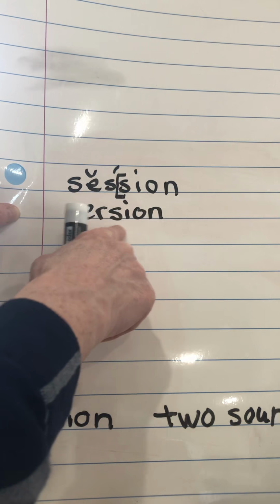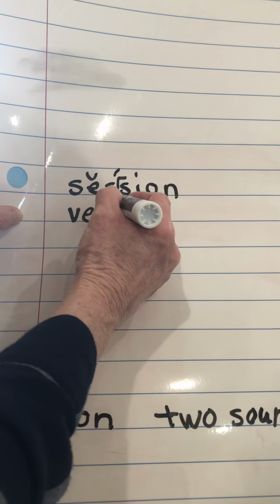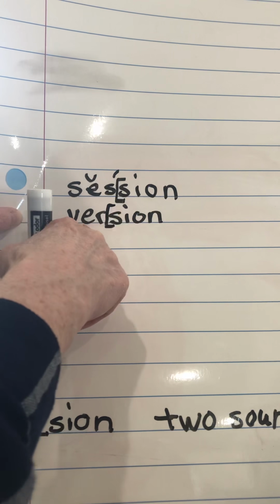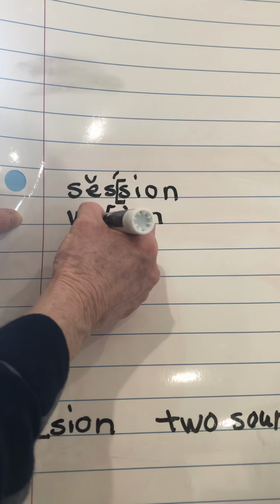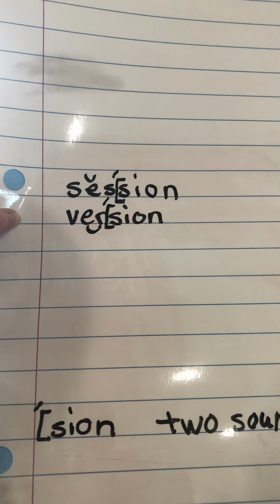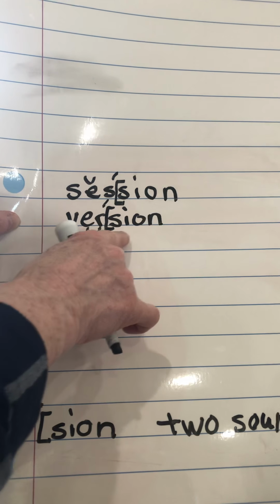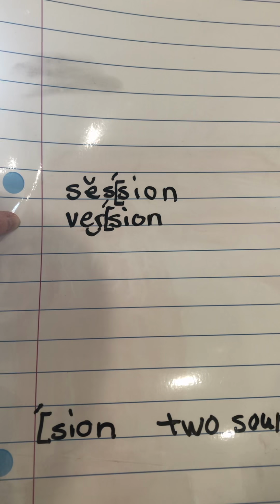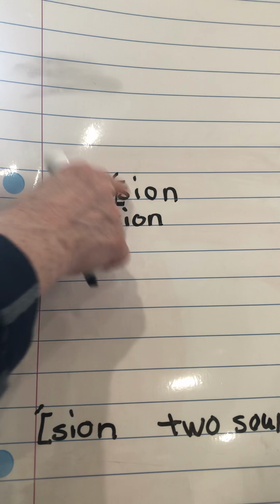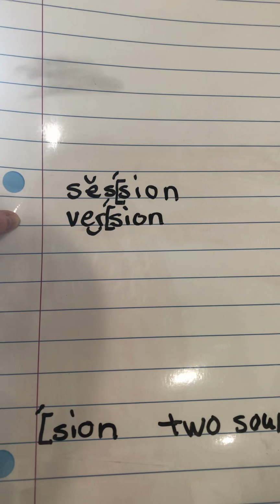Once again, I have a final stable syllable, S-I-O-N. I have a combination here, and I have my accent mark there. So this R made it say the zhun sound. This consonant made it say the shun sound.